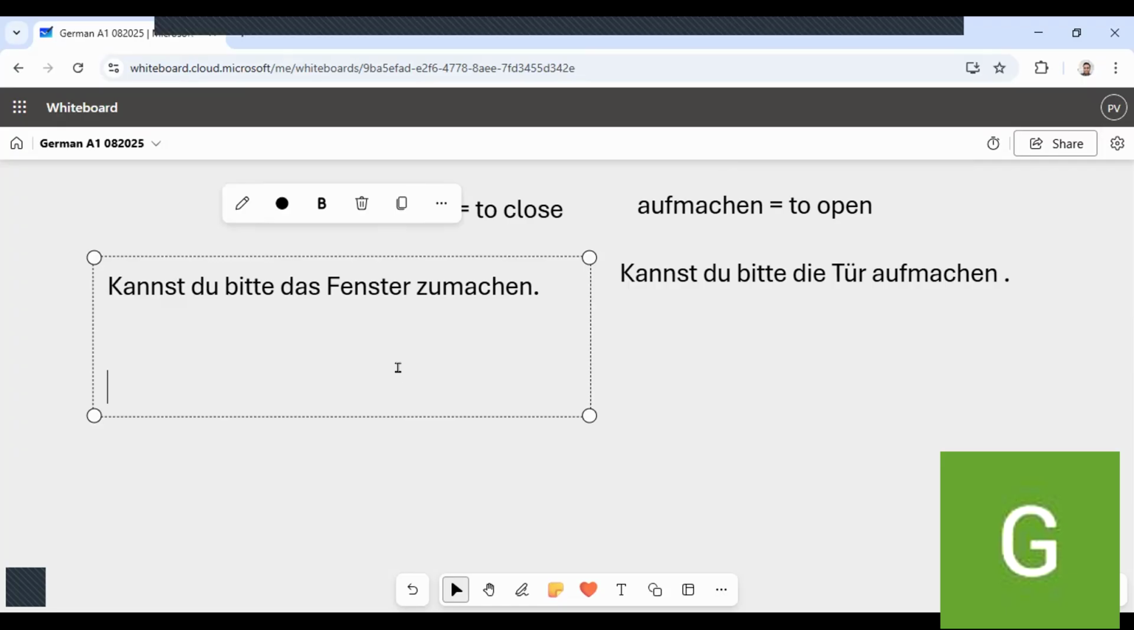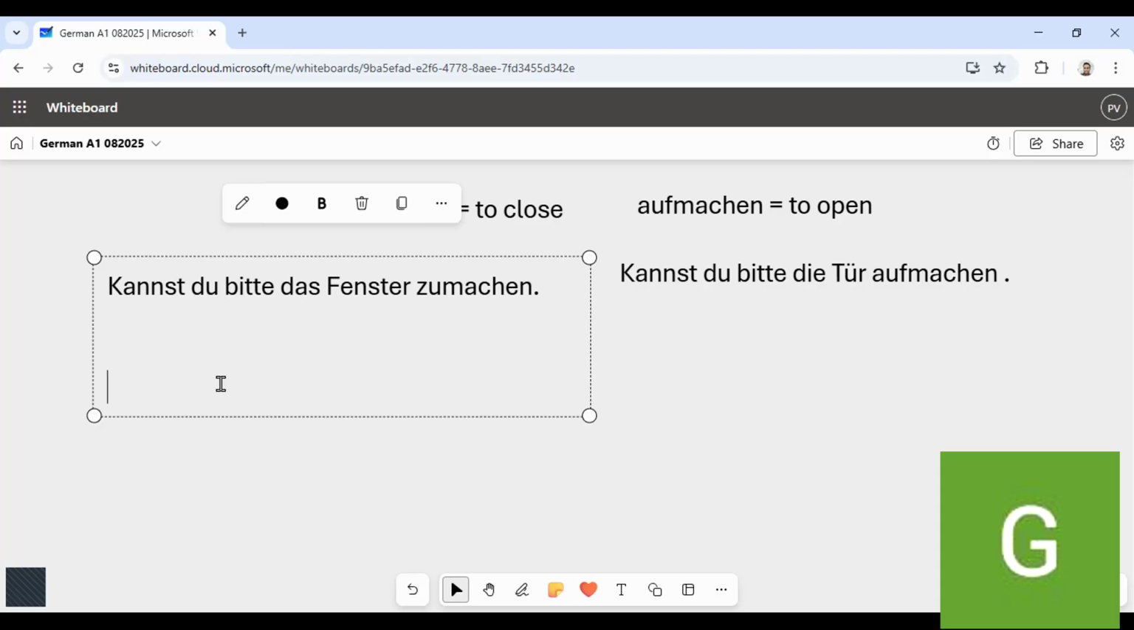Okay. So this will come directly. Zumachen, there is no separation here. Yeah, why it is coming without separation is because a modal verb is there in the sentence. So whenever there is a modal verb in the sentence, both parts of the Trennbar verb will come together. Okay? Is it clear, Rajesh? Yeah.